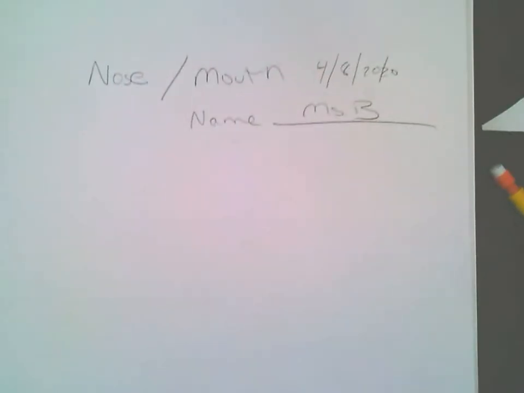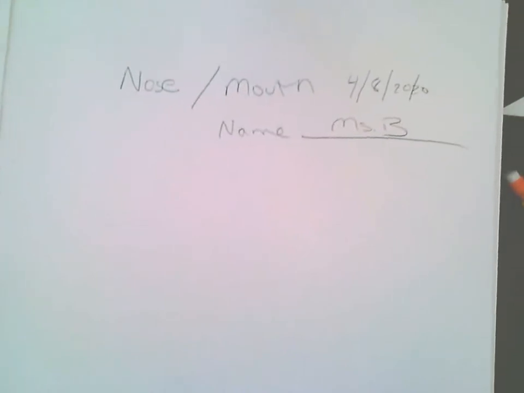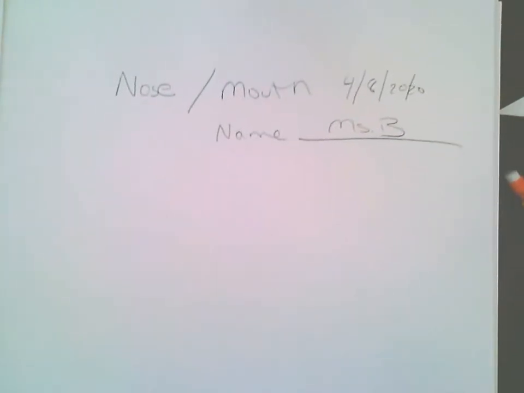So what we're going to do today is talk about nose and mouth. When you do your nose and your mouth, especially noses, it's actually very, very few lines, and it's mostly just shadows and stuff. And what you're going to need to make good shadows is a blending stump.